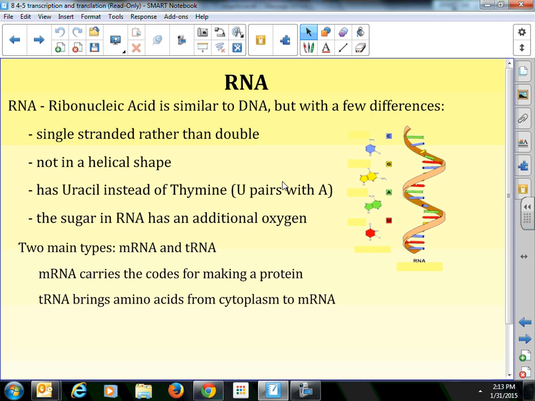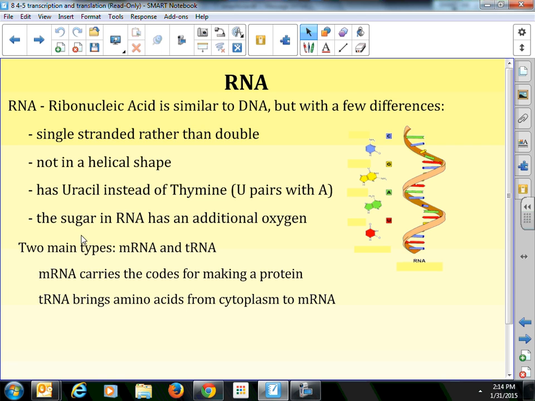So let's talk about this molecule RNA. It's like DNA, but it has a few differences from it. Unlike DNA that has a double-stranded structure, RNA is a single strand of nucleic acid. RNA doesn't really have a true helical shape, although it is kind of a spiral. It tends to kink up and form other structures, and it's not a true helical symmetrical structure. It uses a different base. Rather than thymine, RNA is going to use the base called uracil, and it's structurally very much like thymine, but it is different. And so in RNA, the U is going to pair up with the A instead of the T.